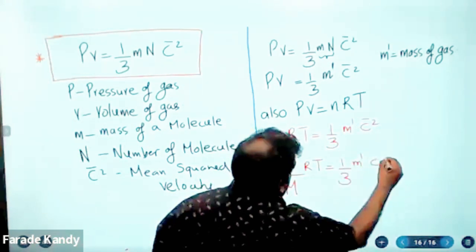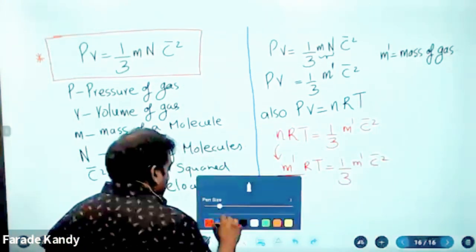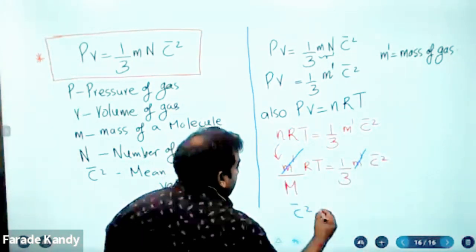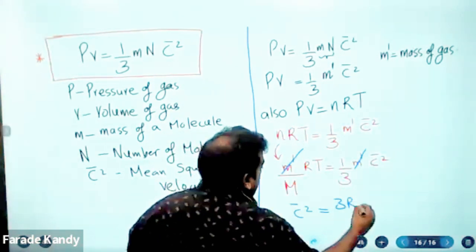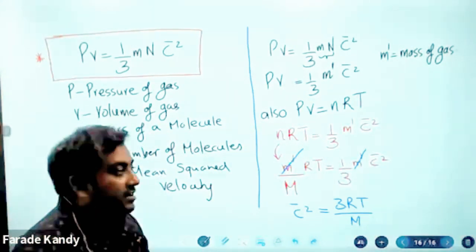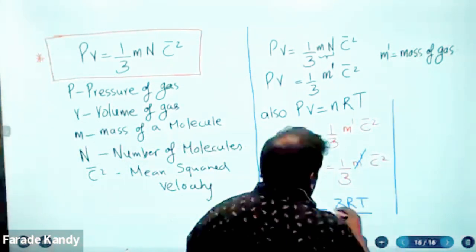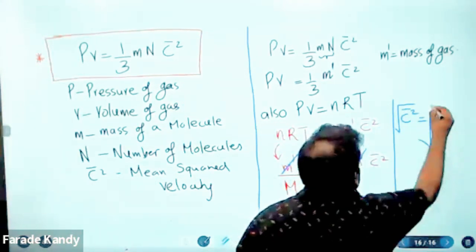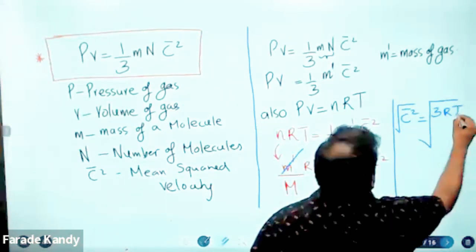1/3 M dash c squared bar. Simplify this. M dash cancels off. c squared bar, cross multiply, is 3RT over molar mass. That's mean squared velocity. You can find the root mean squared velocity by taking the square root: square root of 3RT over molar mass.